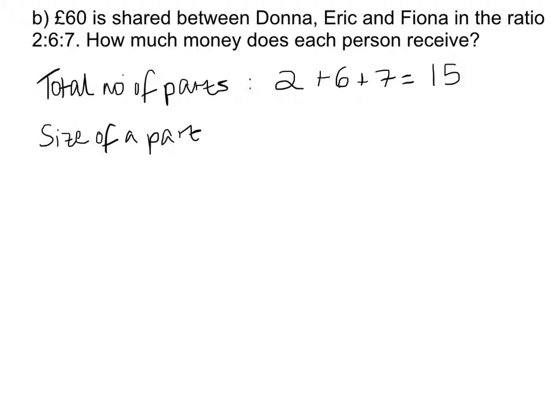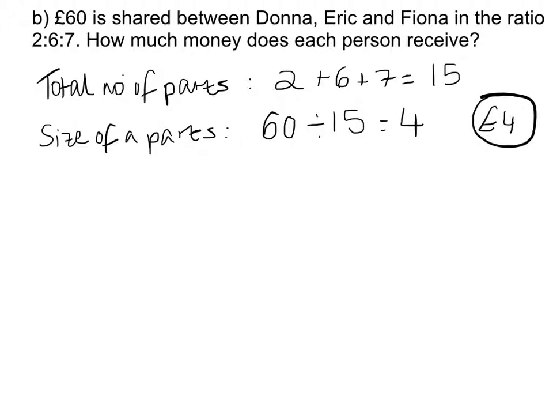So if I start with £60, I'm splitting it up into 15 parts. That means that each part is worth £4. So you find the total number by adding them together. You divide that into the total amount of money or whatever it is, and that gives you the size of one part. So I now want to know, how much does Donna get, how much does Eric get, and how much does Fiona get?